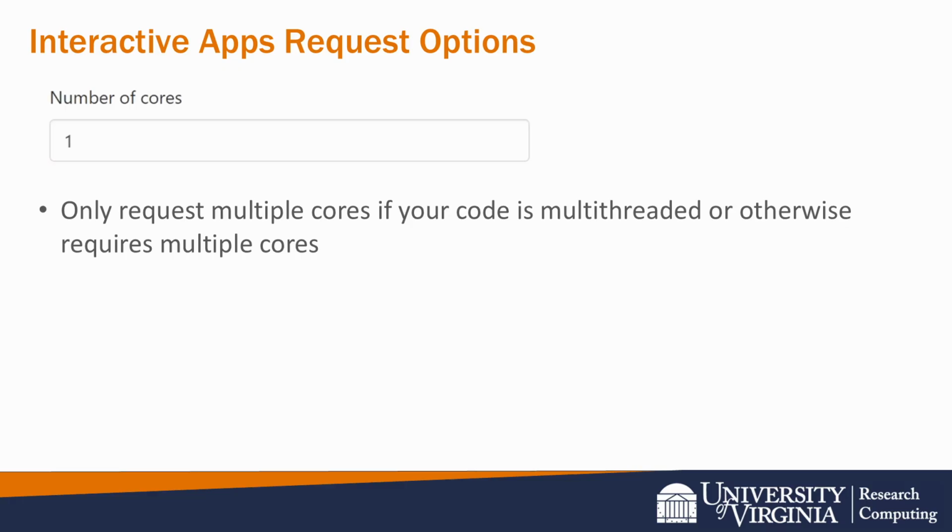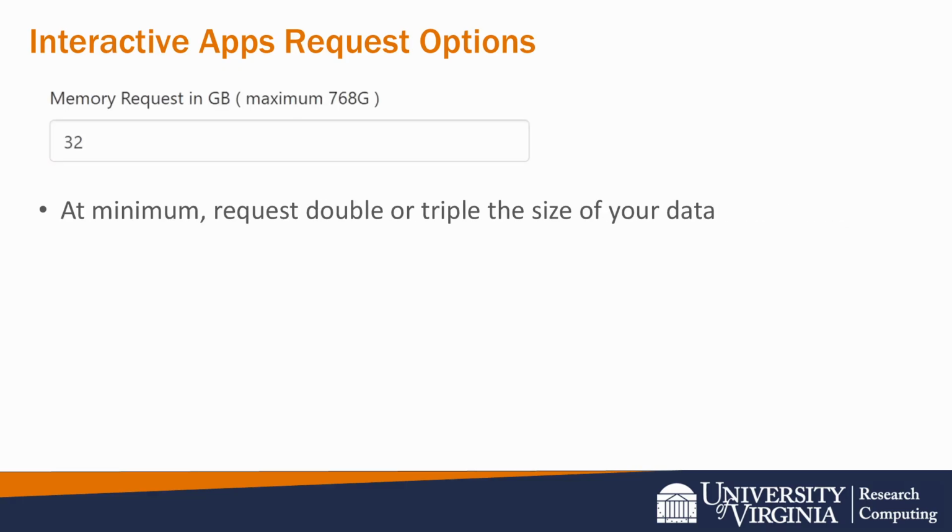Next, there's the number of cores, which is only relevant if you're running code that can take advantage of multiple cores. For example, if your code is multi-threaded, you'll want to request more cores. If you're unsure or if your code doesn't require multiple cores, stick with one core. Then there's the memory request. This is where you'll request more RAM if your job needs it.